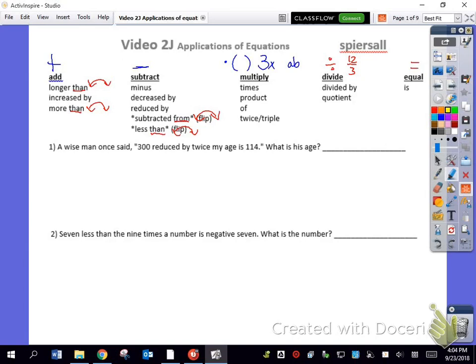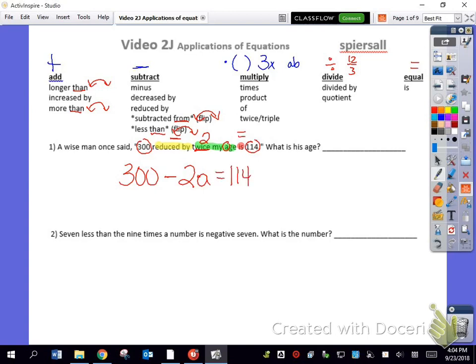So on number 1, it says, a wise man once said, 300 reduced by twice my age is 114. So you've got 300, reduced is minus, since it's "by," I keep it in that order. Twice my age: anytime you see twice, it's a big 2, so 2a. 2 times a, you usually just put the variable right next to it, is equal, and you got 114.